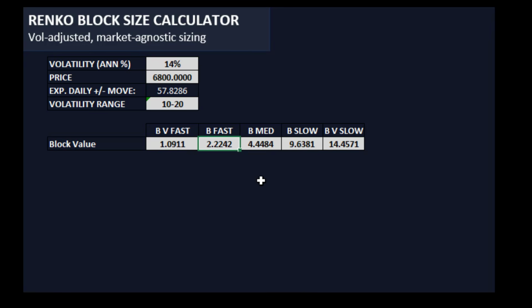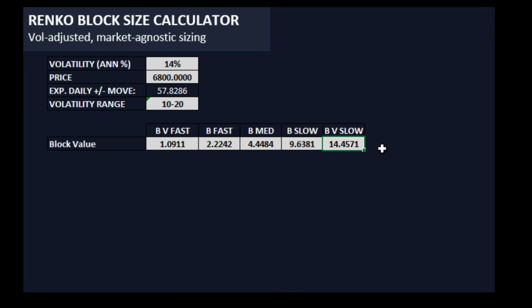Wanted to slow it down a bit, $2, and then you could do $4.50. Once you get slower, you can sort of use half for rounding. And then very slow, you've got nearly 9.5, 10, and then very slow 14 to 15 sort of range. So that is how you calculate your block sizes.